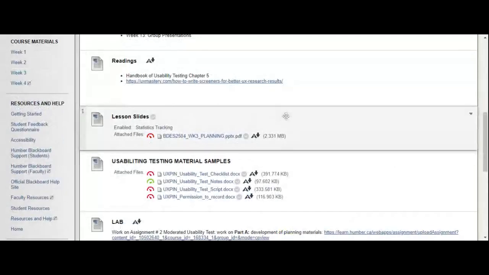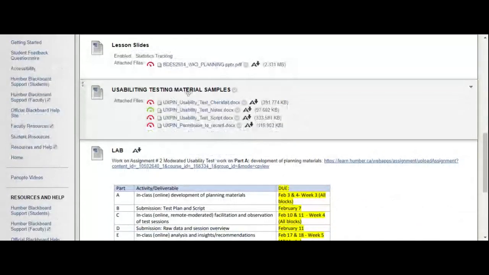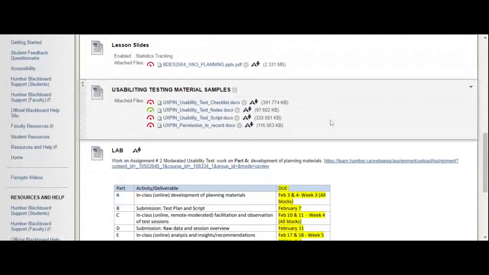On today's week number 3, I have this section called usability testing material, where you would normally find the readings and the lesson slides. Below it you will find usability testing material, a sample. There you'll see a checklist, which is going to look somewhat familiar because it's similar to the checklist I provided in the PowerPoint in class yesterday. But there's also a sample for notes, and this is something that we're going to review today as well.